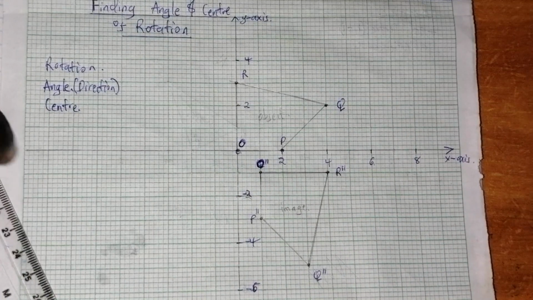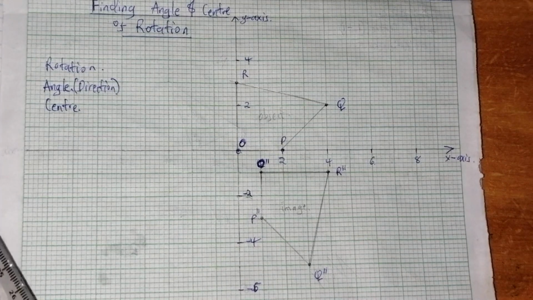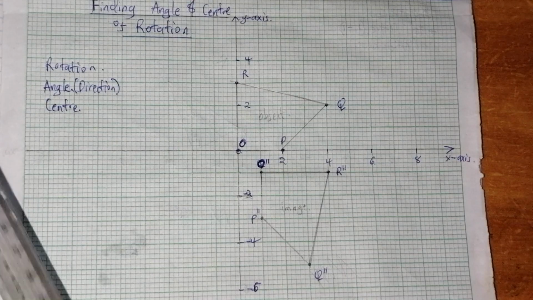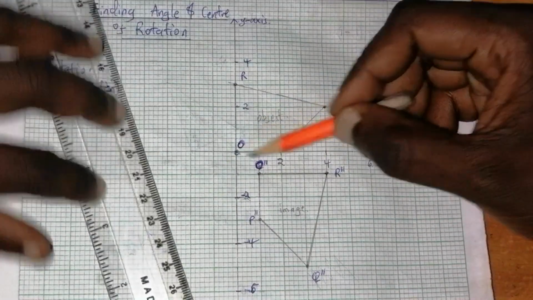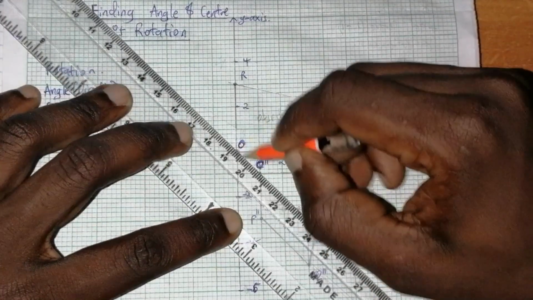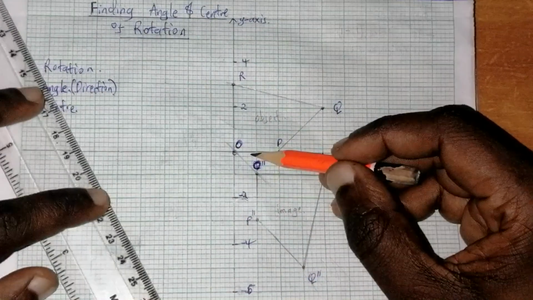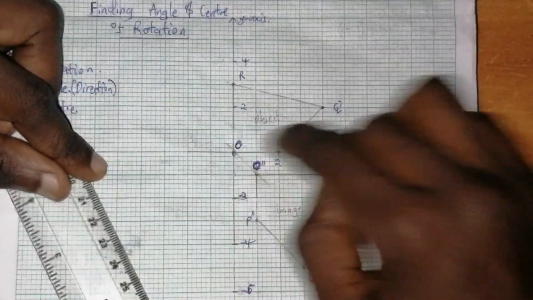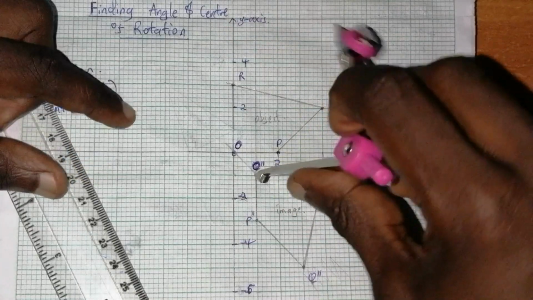The first thing we'll simply do, we will have to draw a straight line that connects any pair of points, that is an image and an object point. And the first one I'll start with is O and O double prime. So I've just connected these two points, O and O double prime. The next thing I'll simply do is bisect this line. And how do I bisect that line?